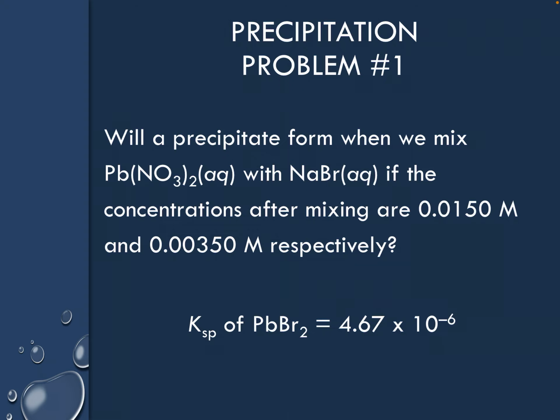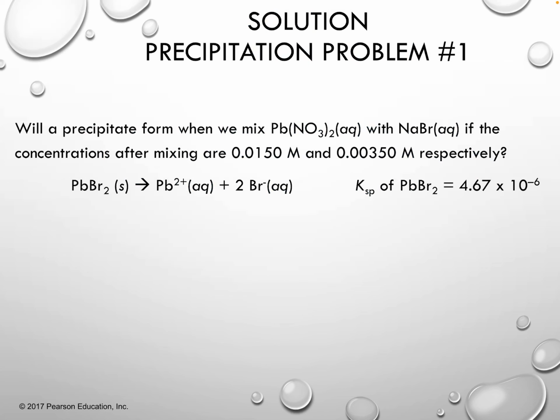So we have our KSP value, right? We're going to form lead bromide. So we have our KSP value there. So we'll go ahead and we will calculate QSP and compare that to KSP to determine whether or not a precipitate will form. Okay, so here's our reaction.